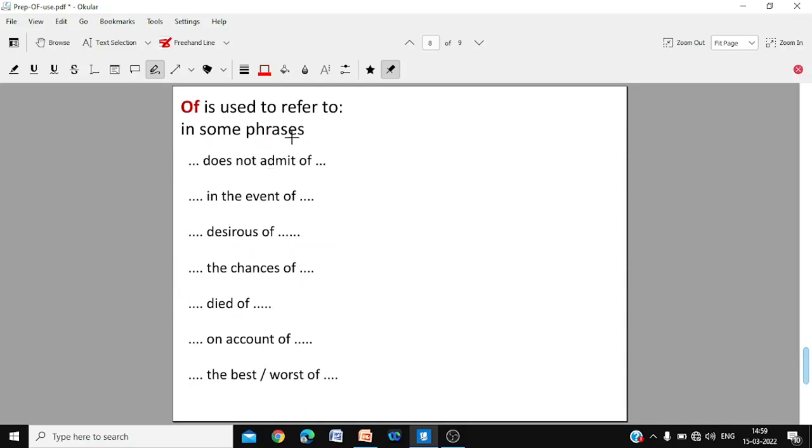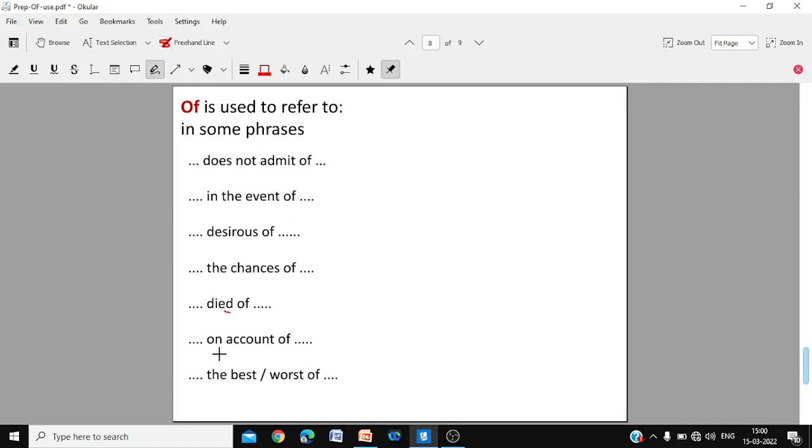Of is used to refer to certain ideas in some phrases. Does not admit of. In the event of his death, the family would get some money. Desirous of: I am desirous of obtaining something. The chances of: what are the chances of India losing the match? Died of: he died of severe pneumonia, or he died of heart attack.